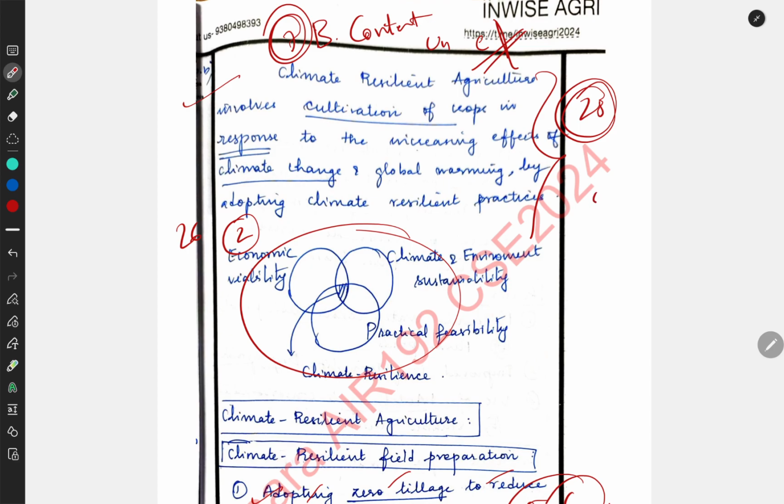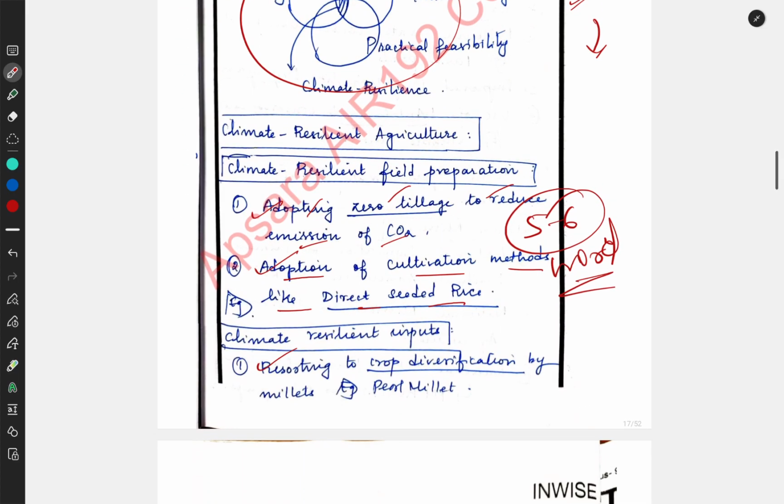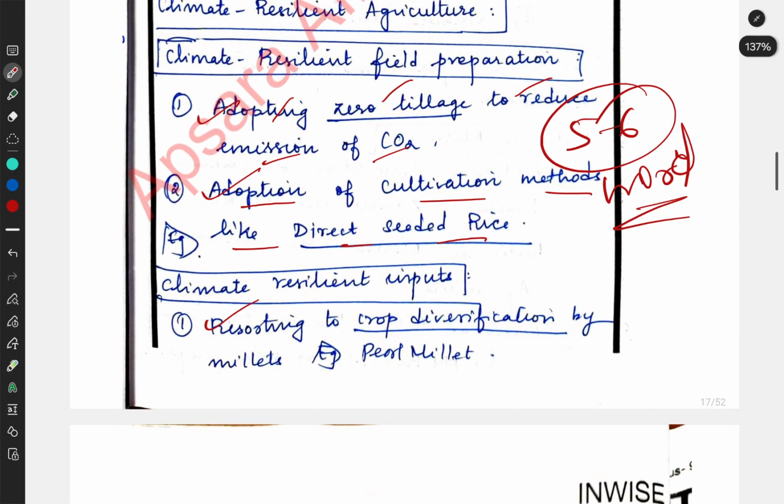Suppose he is ready to give half marks for each point. Definitely he will give 14 marks. That's how the vertical evaluation is going to happen. So that's the point I'm telling here. You should have balanced content, which means it should be in a point format.